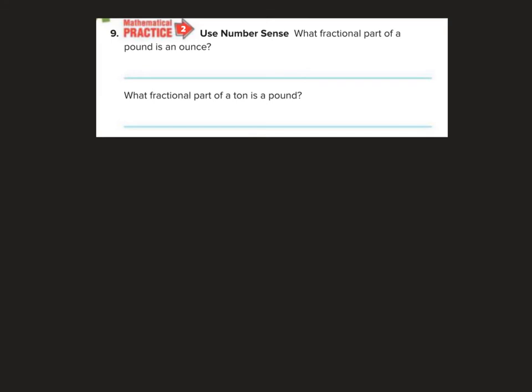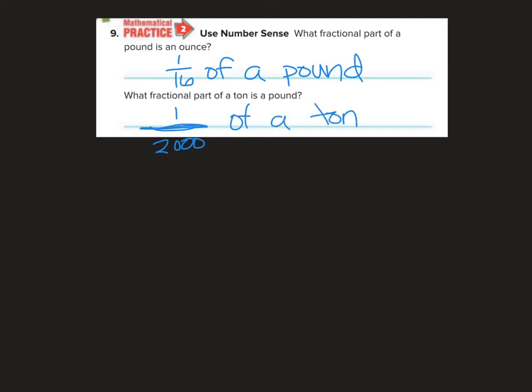Okay, what fraction part of a pound is an ounce? So 1 ounce is 1/16 of a pound. Right? If I take a pound and cut it into 16 equal pieces, one of those is worth an ounce. So 1/16 of a pound. What fractional part of a ton is a pound? This would be the same. 1/2000 of a ton. Right? Because 2,000 pounds are in a ton, so a pound is 1/2000 of a ton.